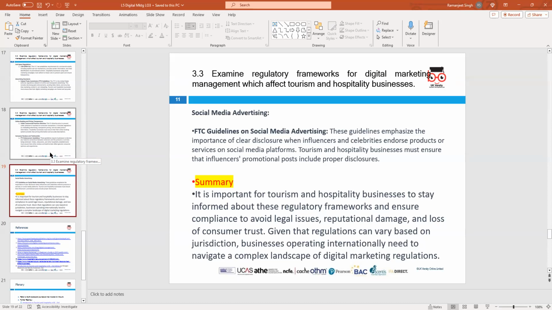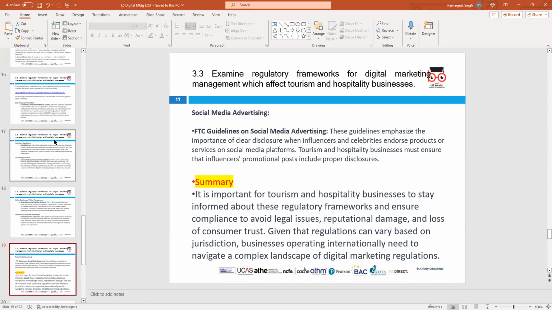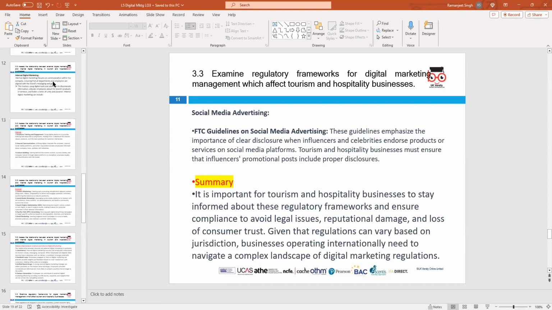So 3.3 is tied with 3.1. There are IT trends over the years, and those trends have given rise to a lot of legislation to protect the rights of people and organizations.